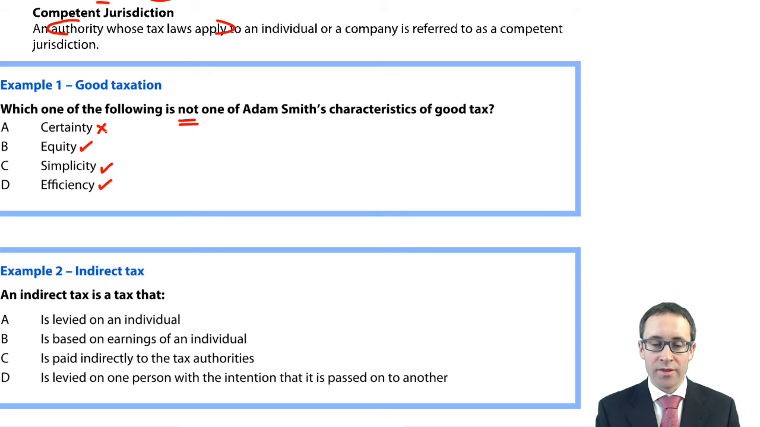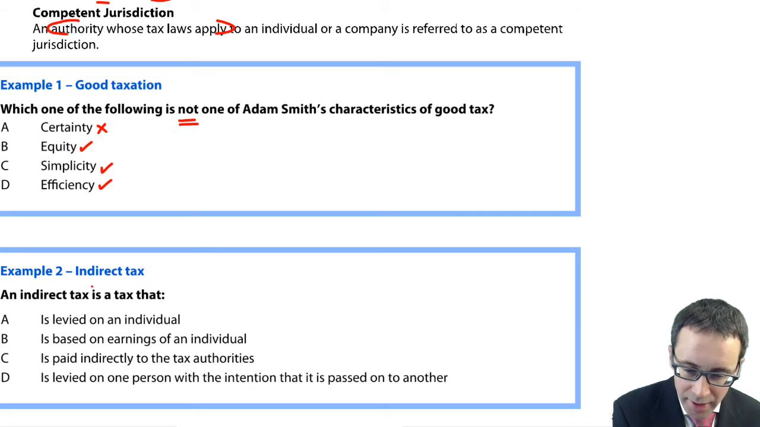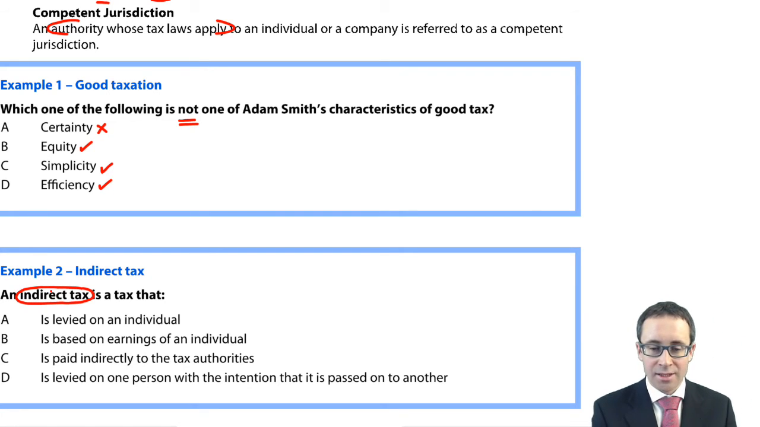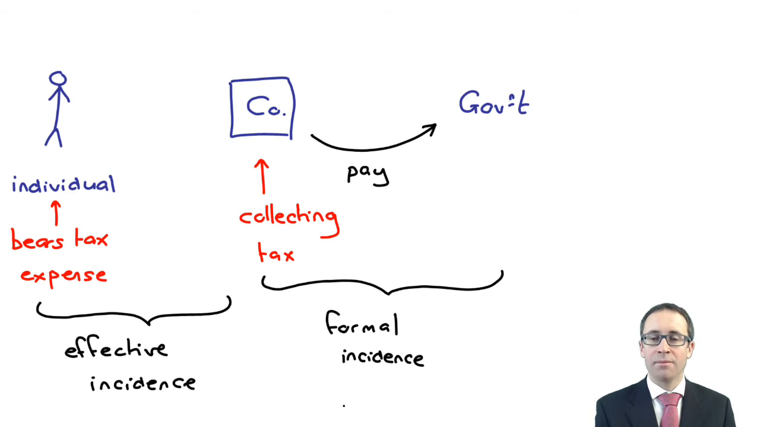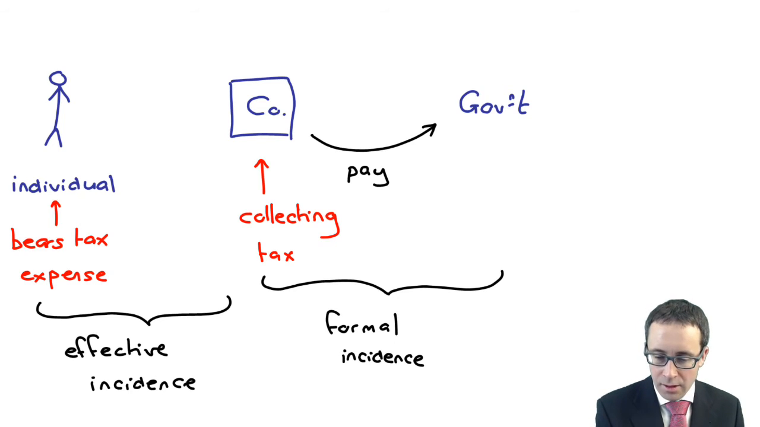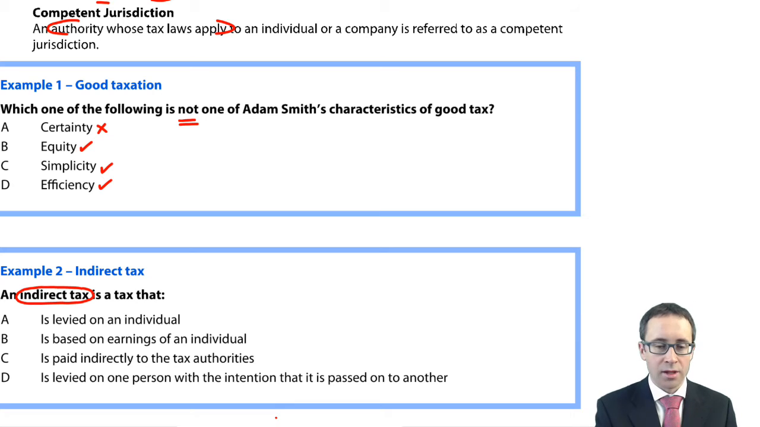The example underneath is the one about indirect tax. What is an indirect tax? An indirect tax is a tax that is levied on an individual. Indirect taxes could be levied on individuals or companies, couldn't they? With our sales tax example before, we said that it was an individual, but ultimately it could be a company. Nothing says that it has to be an individual. It's based on the earnings of an individual. Well, no, that's more like an employment tax, isn't it?